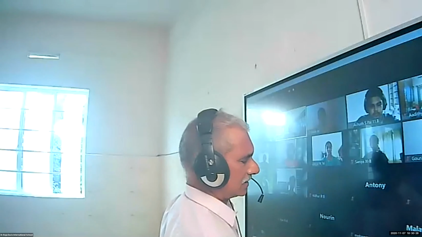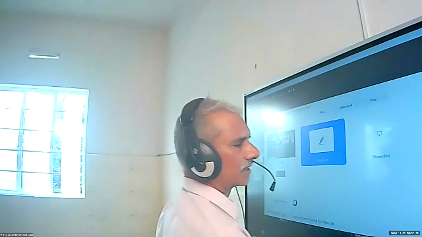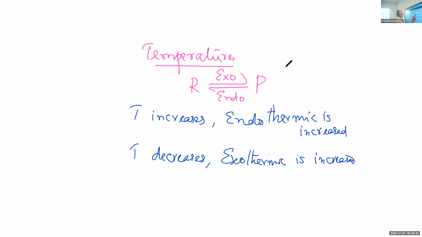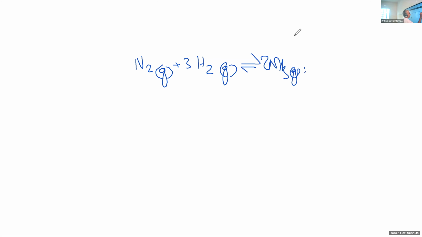Now let us see the application of this in a reaction. For example, take the Haber process: N2(g) + 3H2(g) reversibly giving 2NH3(g), and delta H is equal to minus 92 kilojoules.